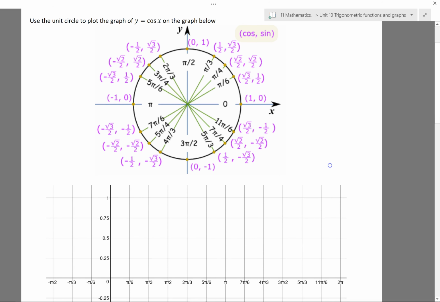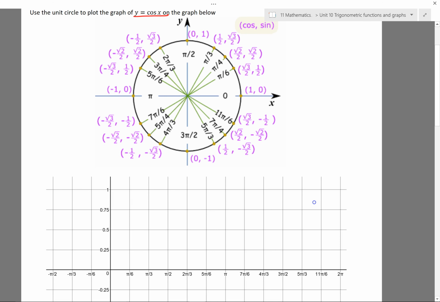So what we want to do is produce a graph of cosine x, essentially to see how the value of cosine x, which will be on the vertical axis, changes as our angle changes. In order to do this, I'll start with an angle of 0. What's my cosine value? It's the x-coordinate on this unit circle diagram. It starts at 1, so I'll mark that as cosine of 0.